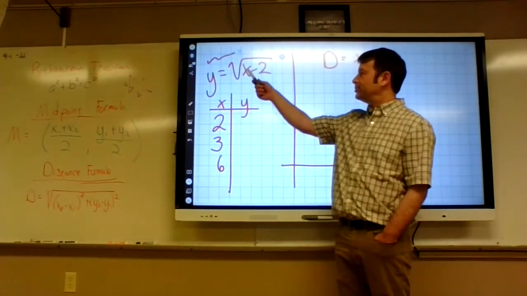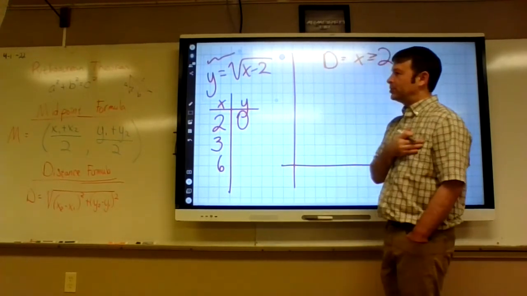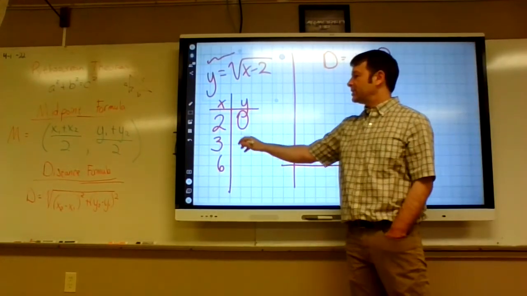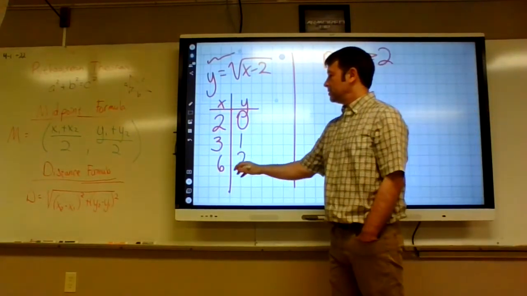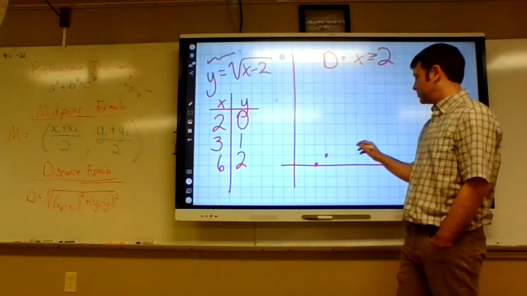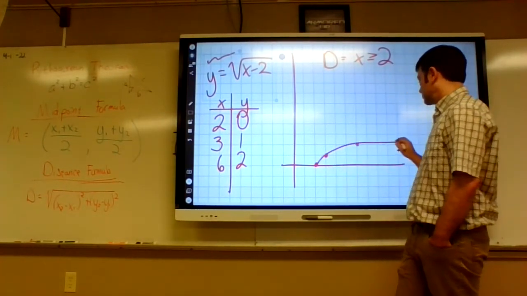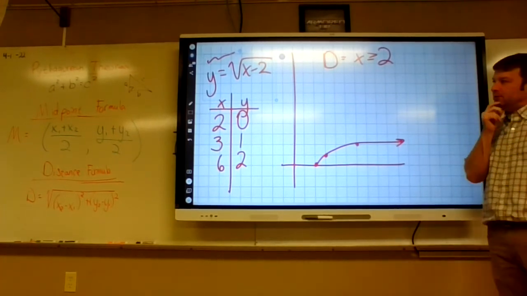So if I plug in 2, 2 minus 2 is 0, what's the square root of 0? If I plug in 3, 3 minus 2 is 1, what's the square root of 1? If I plug in 6, 6 minus 2 is 4, square root of 4? 2. So the points are 2, 0; 3, 1; 6, 2. So the graph has moved right 2 from its normal starting position, if it was just square root of x.